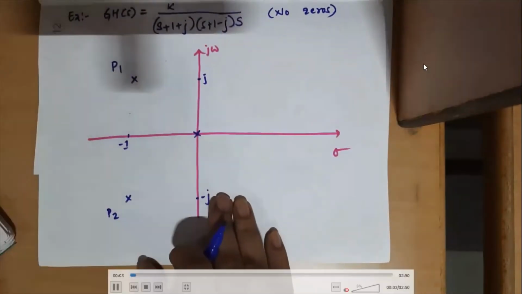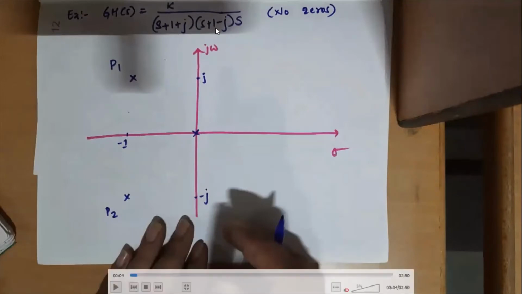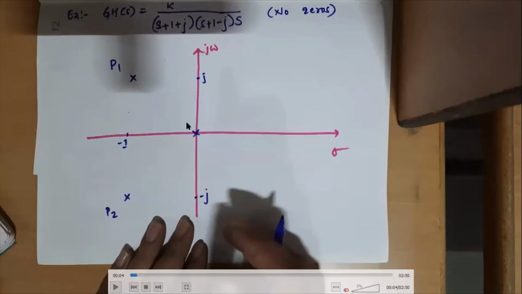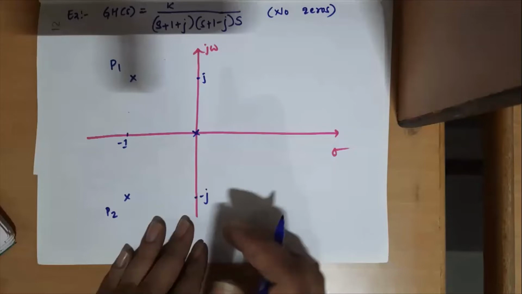So consider this example where we have complex conjugate poles at -1 plus j, -1 minus j, and another pole at origin. So this is an example of two complex poles and one real pole. We'll start from the first step. How many zeros are present? No zeros. How many poles are present? Three poles. One is -1 plus j, another one is -1 minus j, another is at 0. So P is equal to 3, Z equal to 0. How many asymptotes do we have? P minus Z equal to 3 minus 0, 3 asymptotes.